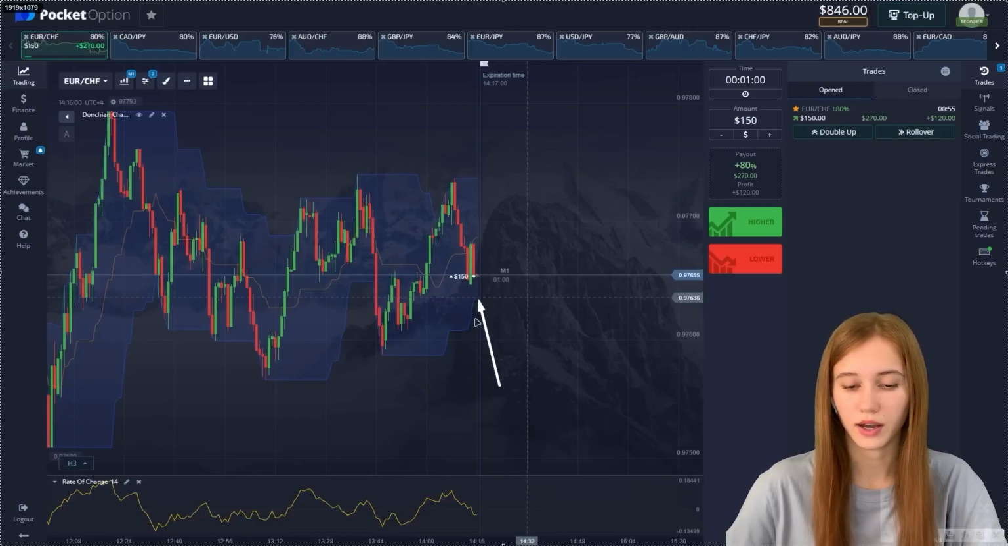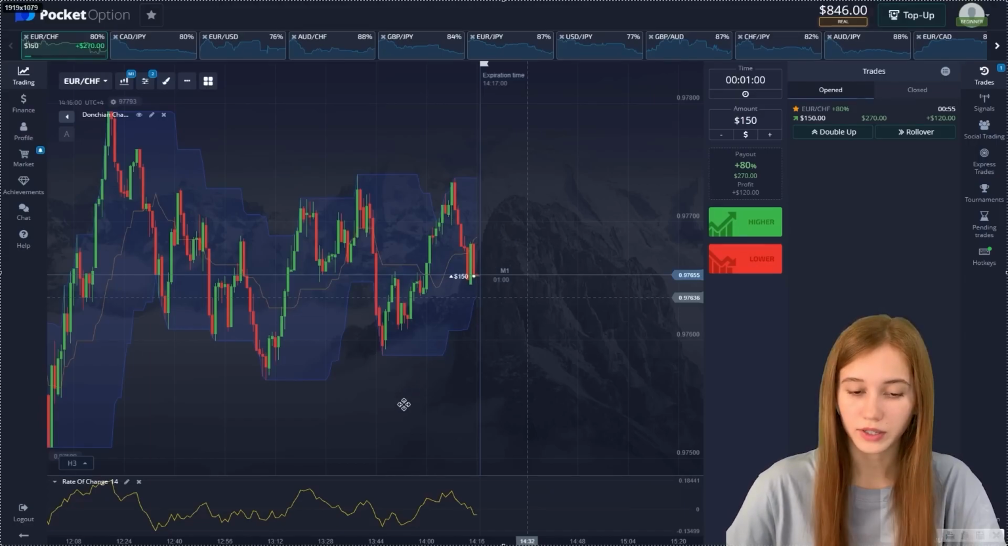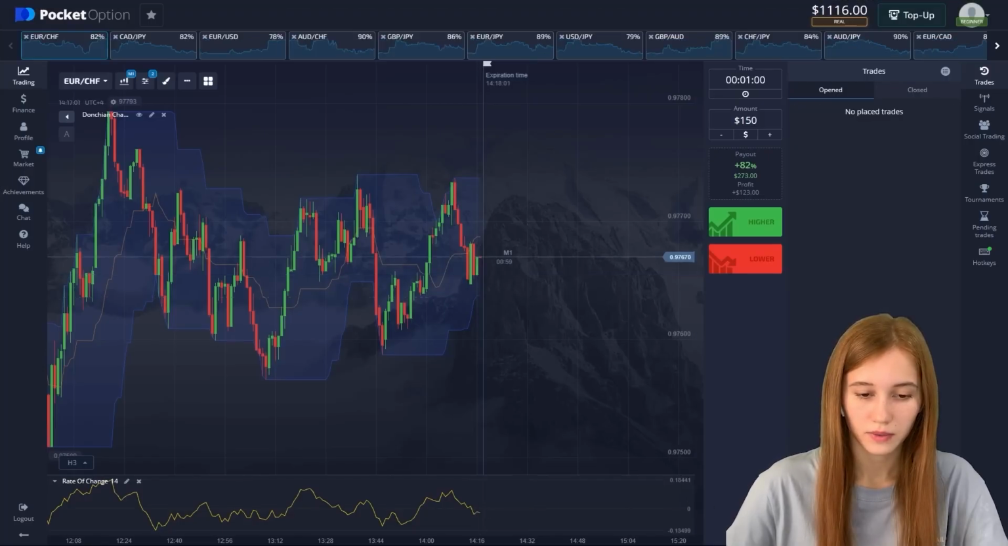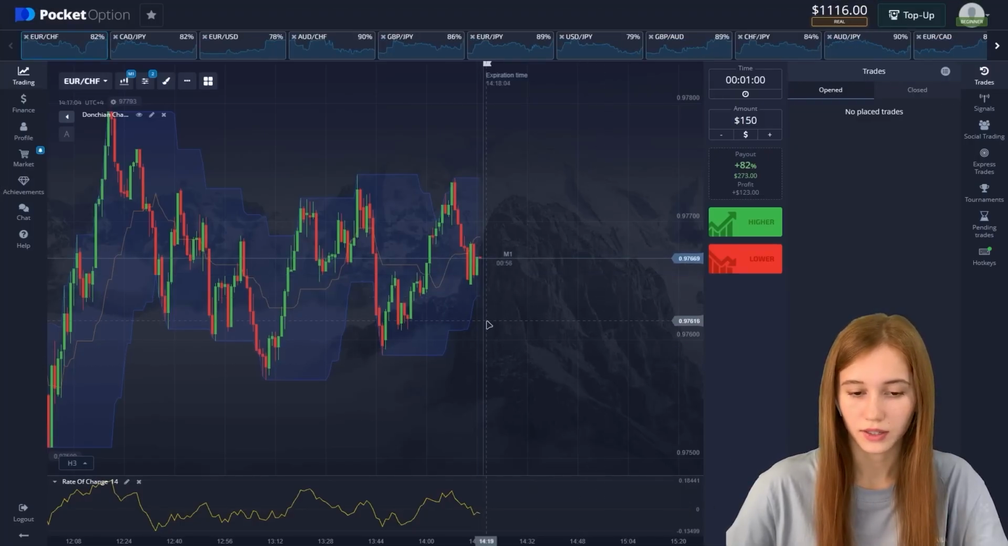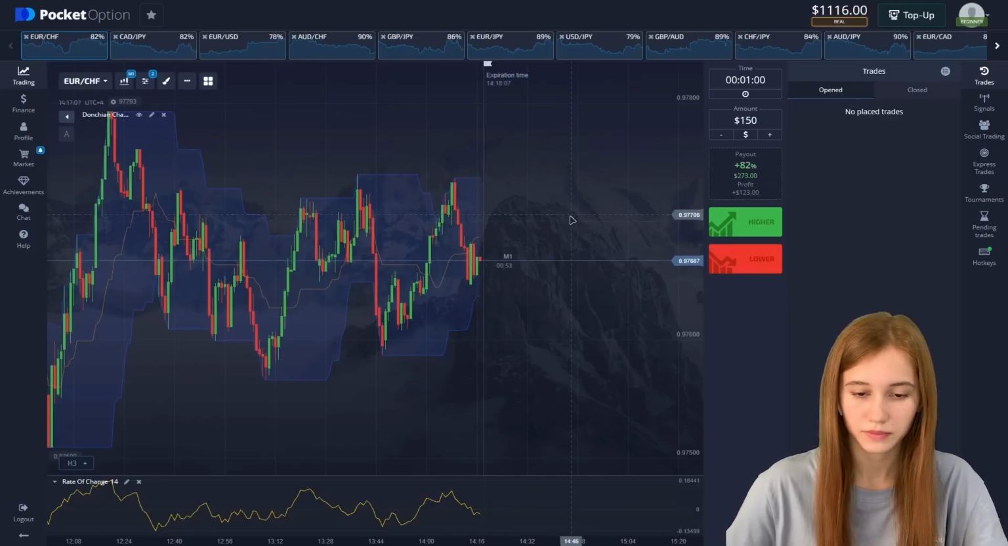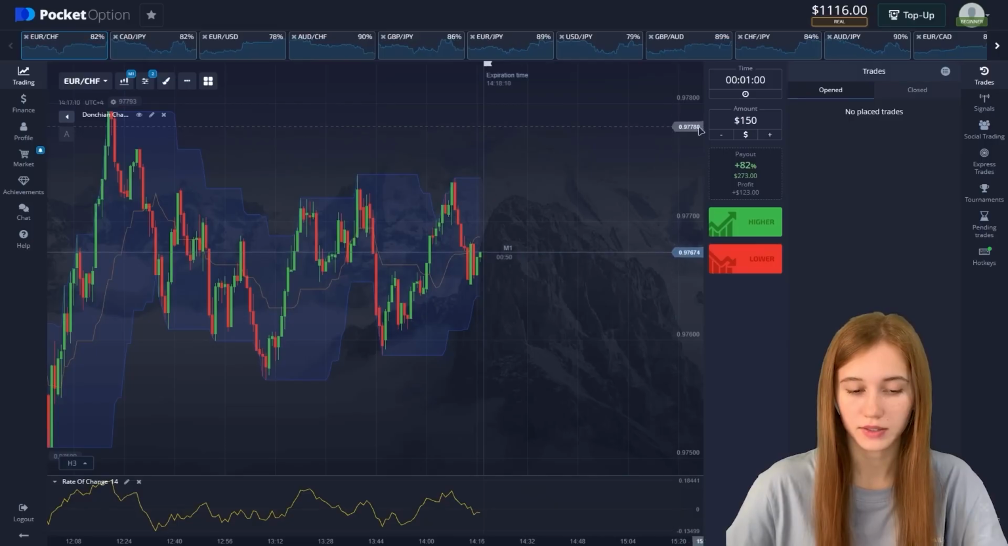Also, if we look at our second indicator, we are below the zero mark. We're in something of a recession. Also, if you look closely, the chart begins to go up a little and begins to level up towards the zero mark. So let's see. So plus, deal profit is $82. We see that the balance has increased.